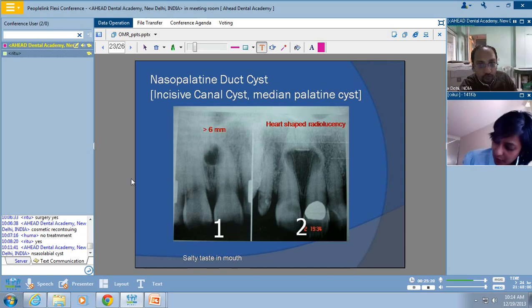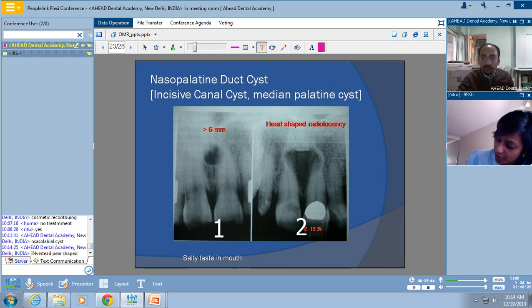What do you think is the hallmark of globulomaxillary cyst? How does a globulomaxillary cyst appear radiographically? Should I write it down or do you know it? You can write it down. Inverted pear-shaped radiolucency, which is seen in globulomaxillary cyst. Is it clear?